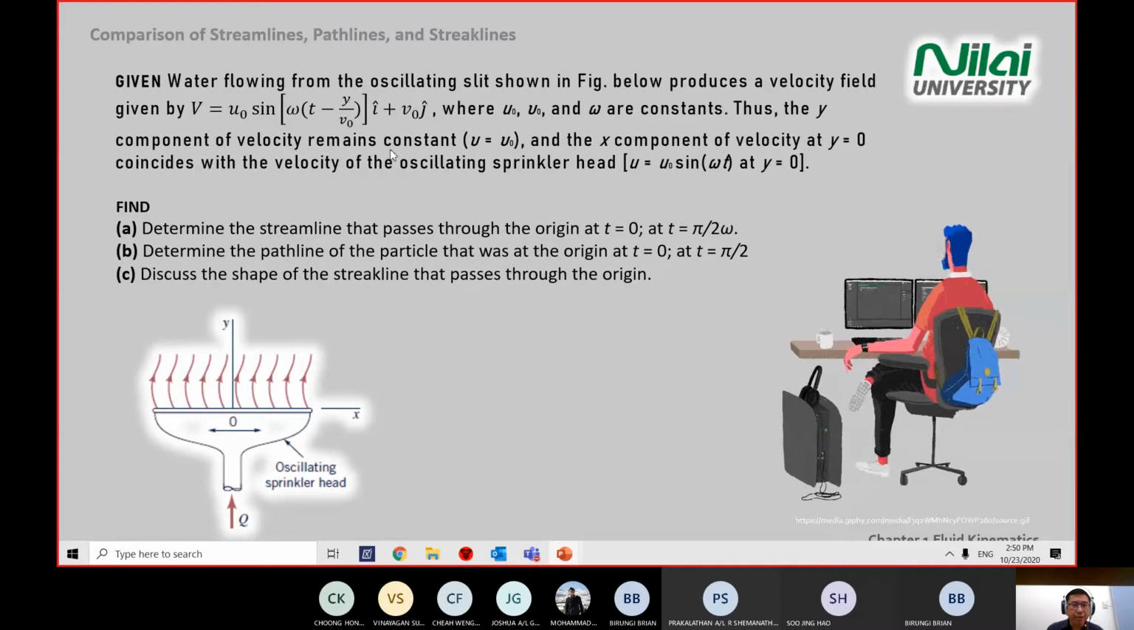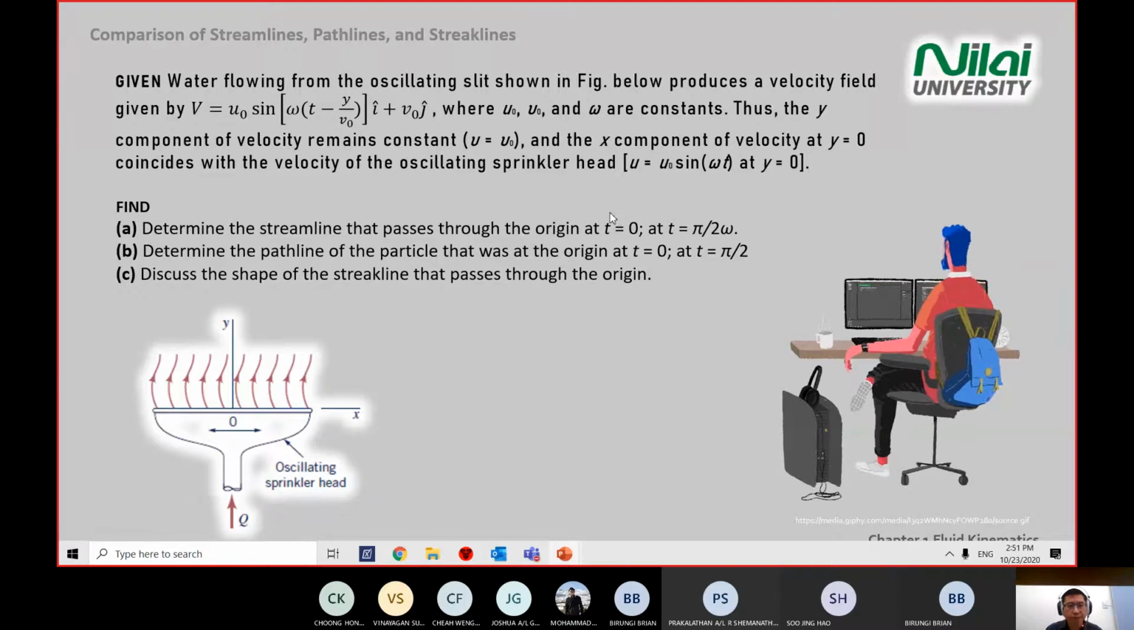And the y component of the velocity remains constant. So it gives you the y component value, v equal to v0, and the x component velocity at y0 collides with the velocity of the oscillating sprinkler head, giving you an equation here. So at y0, your velocity in the x direction, this is a small u, means it's in the x direction. You have one equation here. So you have 3 instructions to determine streamlines, and then you're given the time condition.